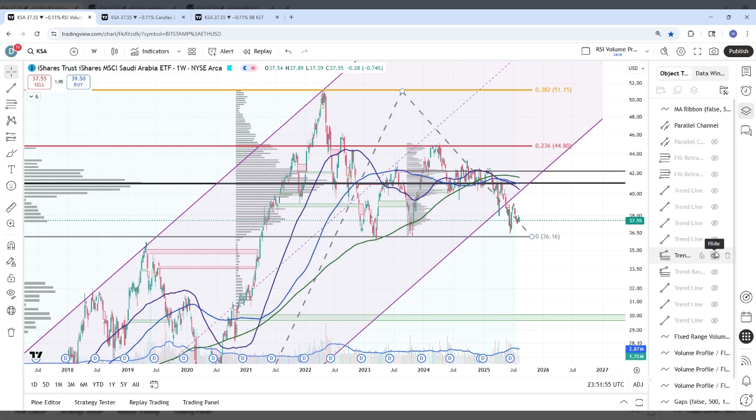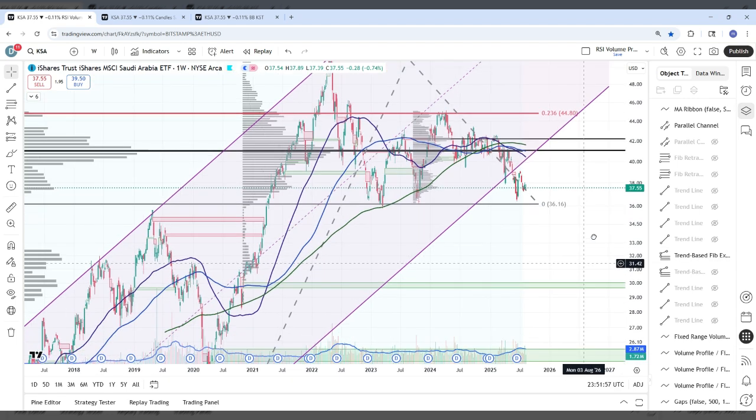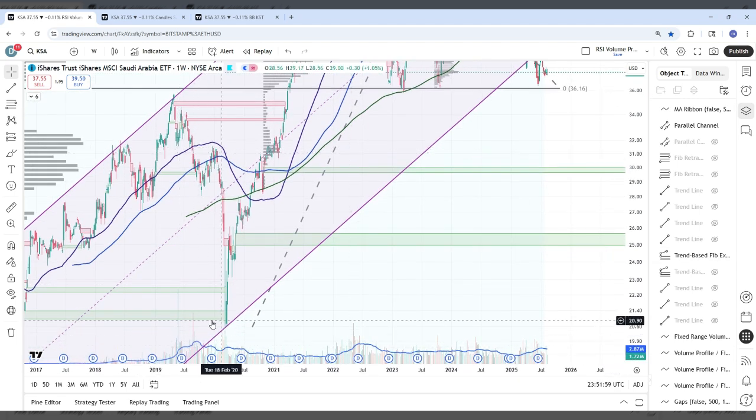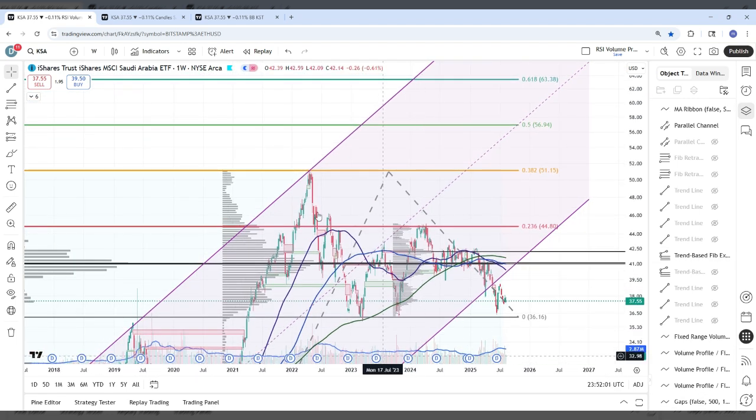If I do a fib extension from the bottom to the top to the bottom, what has been the bottom, we can see the 236 is real pretty. The 382 is real pretty. So these are both goals.